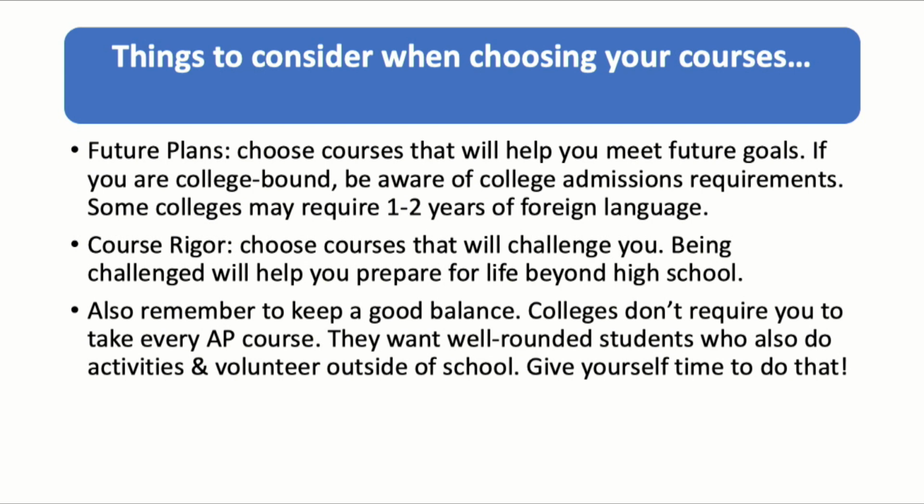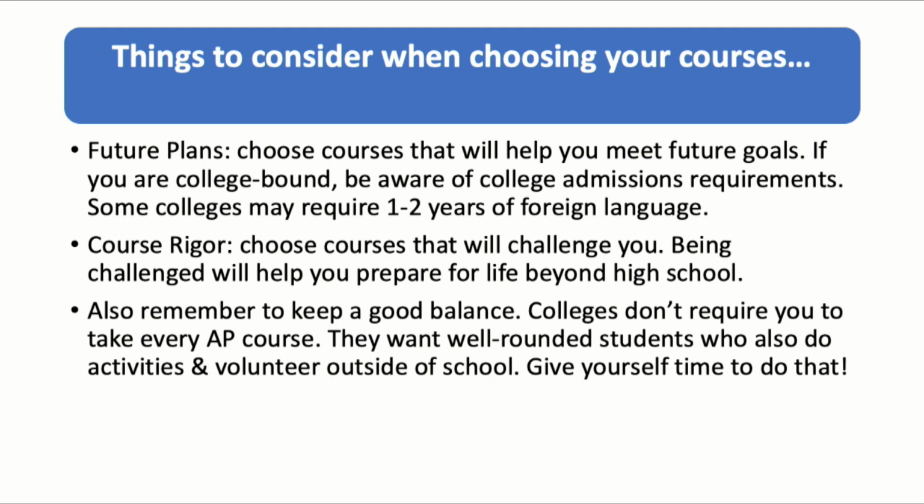Or if you're not planning on college, maybe picking courses that are going to match a career path that you're interested in pursuing. The next thing you want to think about is course rigor. So you want to choose classes that are challenging to you and are going to make sure that you are prepared for your life after high school.